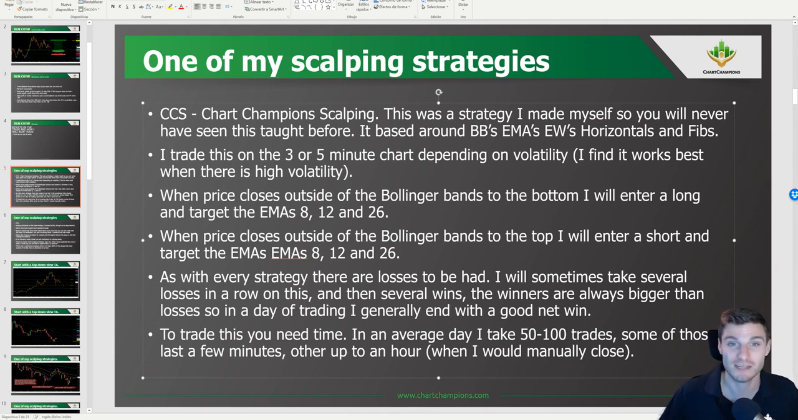Obviously this is not going to win 100% of the time. That would be crazy to think that it would. As I wrote here, sometimes it will take several losses in a row, but then you get several wins in a row. And obviously the winners, as with any strategy, should always be bigger than the losses. So let's say that you end with a 50% win rate, but every win you've been winning $10 and every loss you've been losing $5. Well, at 50%, you obviously end with money, okay?